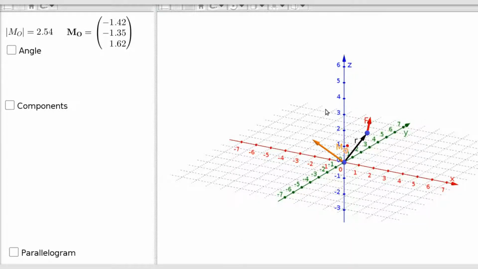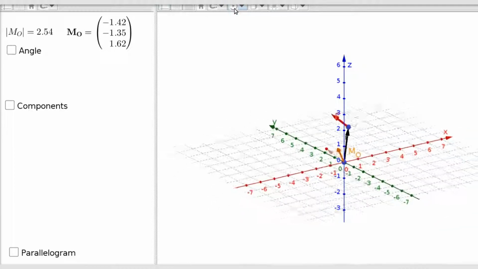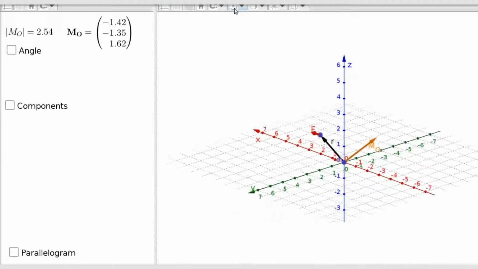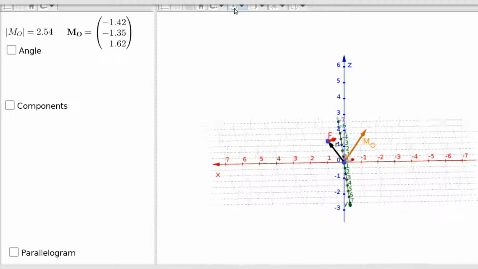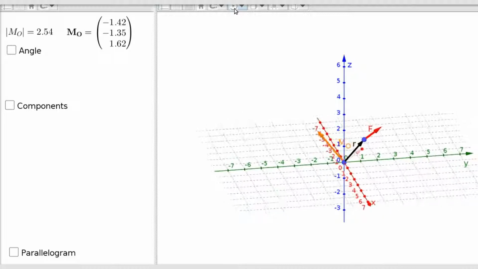Here we have a three-dimensional view of a moment. The moment is about the 0 point, and it's created by a force at a position R, and the force vector here is in red. We can see this a little bit better if we do a little bit of rotation here. So we can see maybe that the moment is perpendicular to both the R and the F vector.